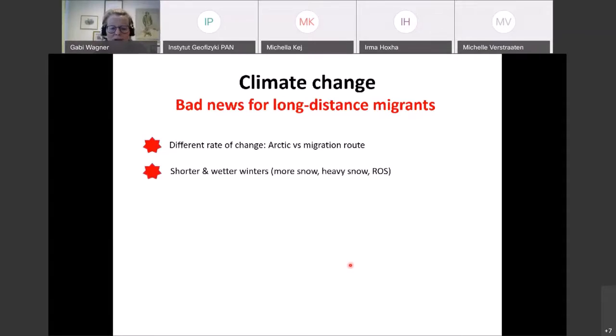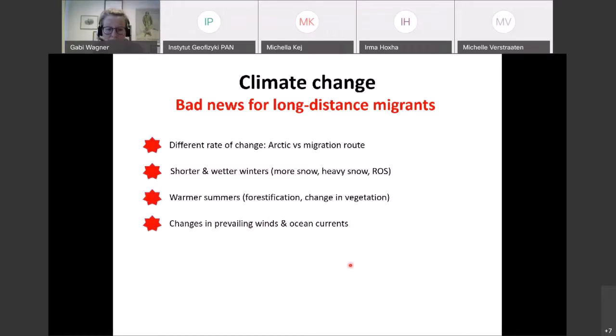We have shorter and wetter winters in the Arctic, more snow, heavy snow, wet snow, and a lot of rain on snow events where it rains onto snow, then it freezes over again, and that locks the pastures and makes grass and the pastures inaccessible for grazing animals. We have warmer summers, the forests are moving more and more north, the whole vegetation is changing, which of course affects all the animals feeding on this vegetation.